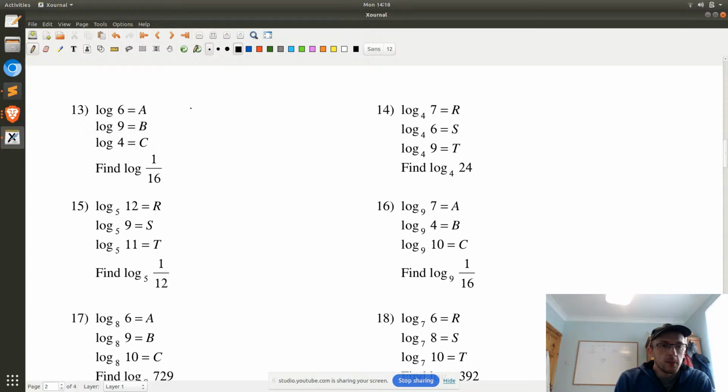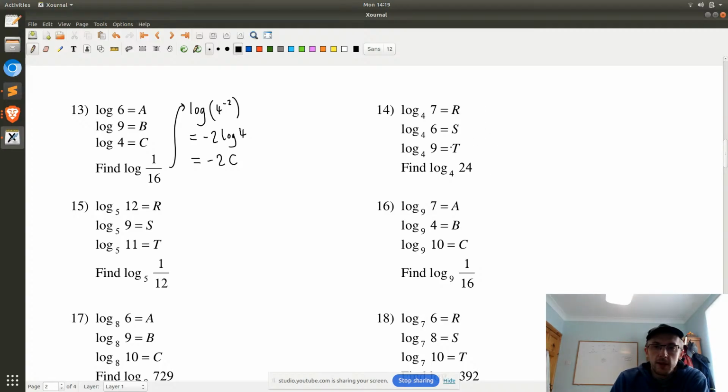Okay, the common logarithm now of 6, 9, and 4 is given as a, b, and c respectively, and we need to create the common logarithm of 1/16. So 1/16 is 4 to the negative 2. Log, just like that, which is negative 2 log 4, which is negative 2c.